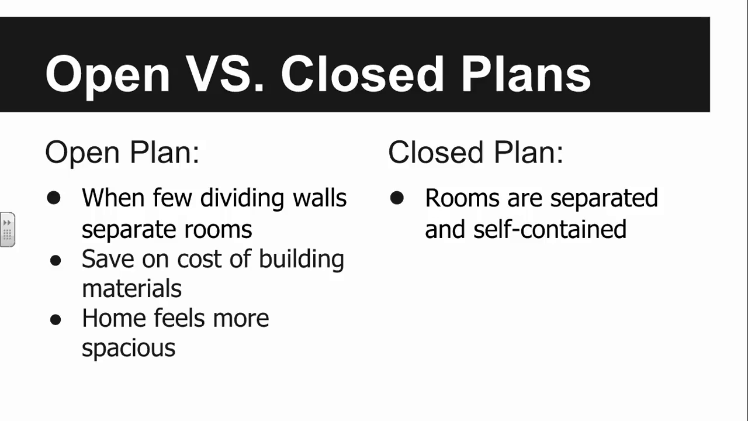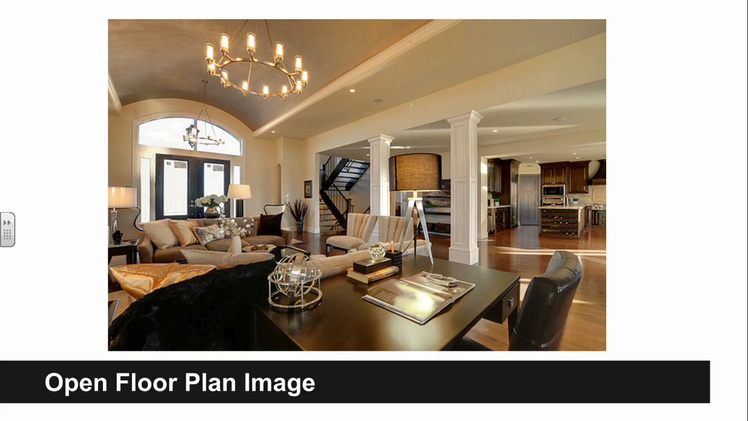And then on the other side of the spectrum, there's what's called the closed plan. That's where your rooms are separated and self-contained. So they have lots of walls dividing up each space, and each room is just more confined. And like I said, most people at this point want the open concept, but there are still many homes that were built in the 60s, 70s that have that closed concept model, and some people do still desire them.